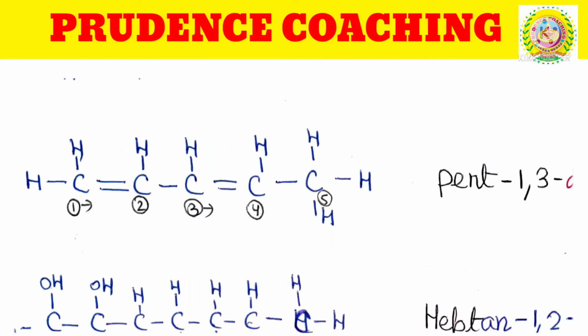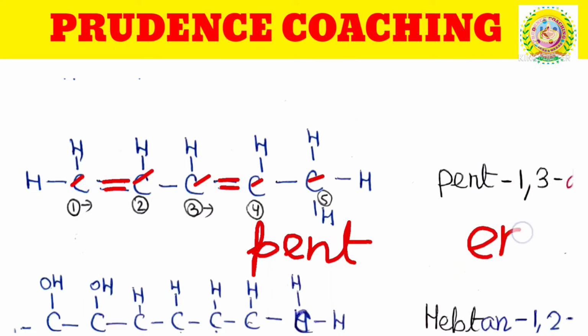So here how many carbons are there? 1, 2, 3, 4, 5. So you will write here pent. Now as you can see, we have a double covalent bond here and here. So we have two places where we have a double covalent bond. It is final that you will get ENE, because a double covalent bond is there. But you need to mention the position of the double covalent bond.